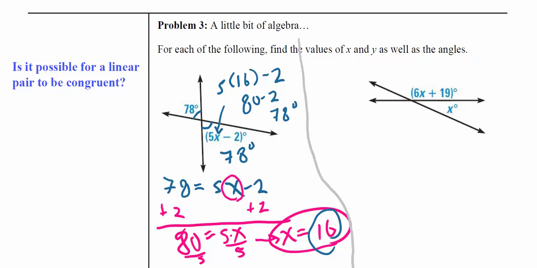We should now do the same thing with this next problem. This next problem is not about vertical angles. We're not looking at this angle and this angle. We're looking at this angle and this angle right here. These two angles form a line, therefore they're a linear pair. And if they are a linear pair, they're supplementary. And if two angles are supplementary, they add up to 180 degrees.